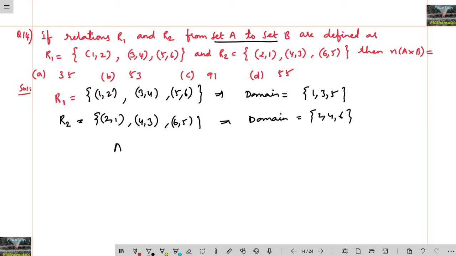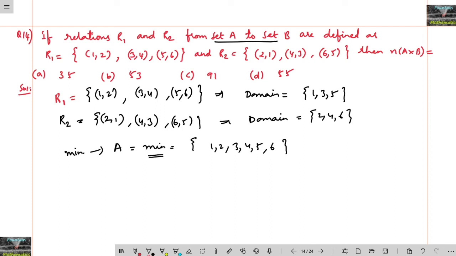So A will have minimum 1, 2, 3, 4, 5, 6, maybe some other elements which are not defined in these relations, we may find in some other relations. So we can say minimum. These are the things we can see very clearly in the relations, and hence we can say A is having minimum these elements. Means minimum number of elements of A is equal to this many.